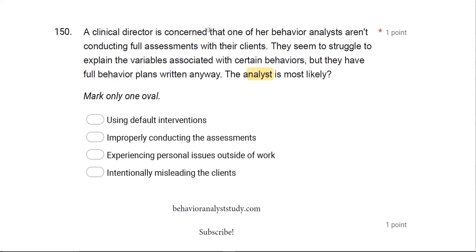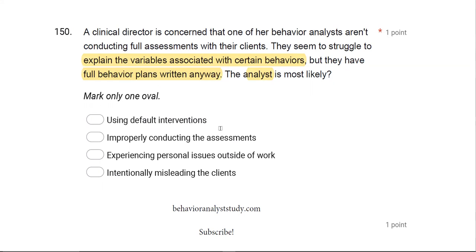Well, the clinical director suspects they aren't conducting full assessments because they can't really explain variables associated with certain behaviors. So variables that evoke and maintain behaviors, but they have plans written anyway. Analyst is doing what most likely? Probably A, using default interventions. Default interventions, also known as default technologies or default antecedent interventions, occur when the variables that are maintaining and evoking behavior aren't necessarily identified, but we're intervening anyway.